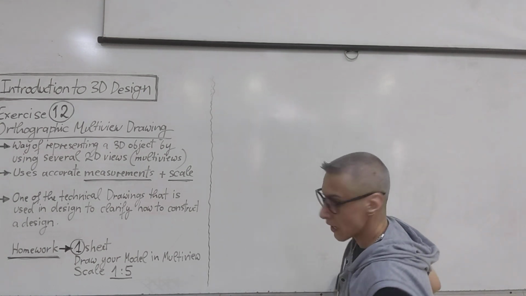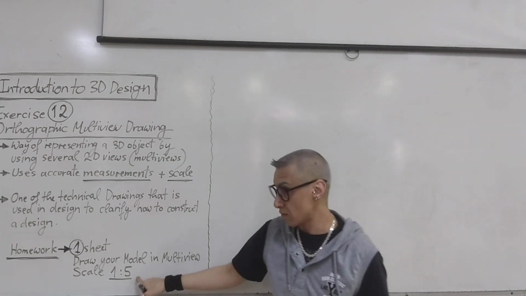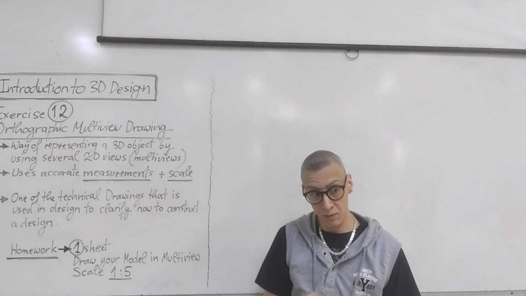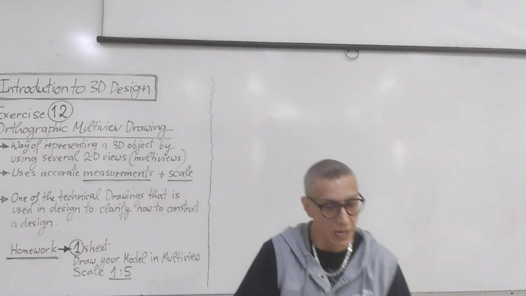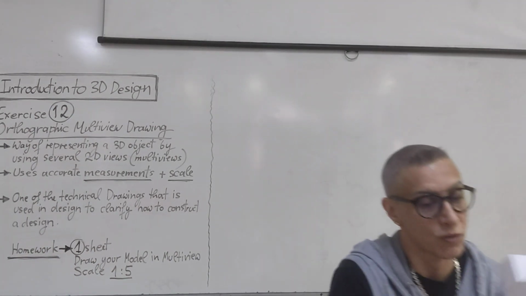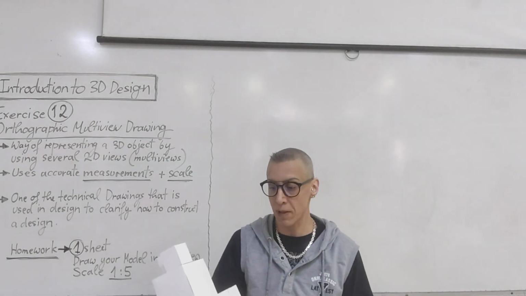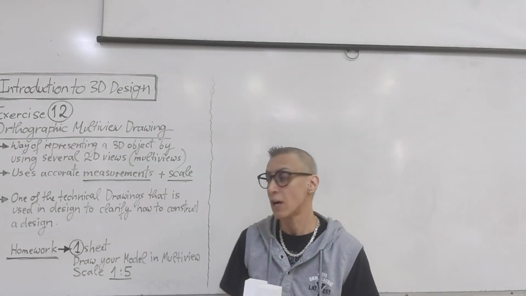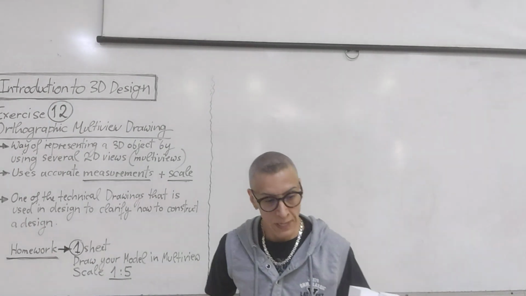So now, for the object that we will draw, this model, we will use scale 1 to 5, because we have many views that we need to draw. We have many views and a small paper, and we need to fit them all. And 1 to 5 is suitable for this model.